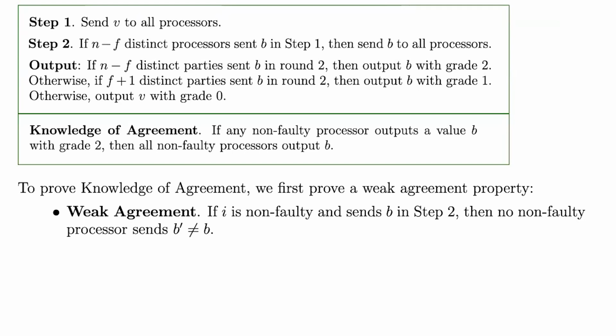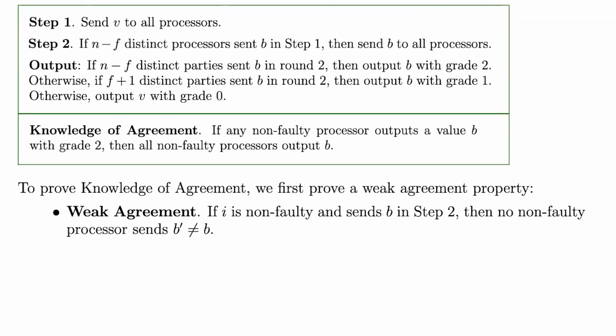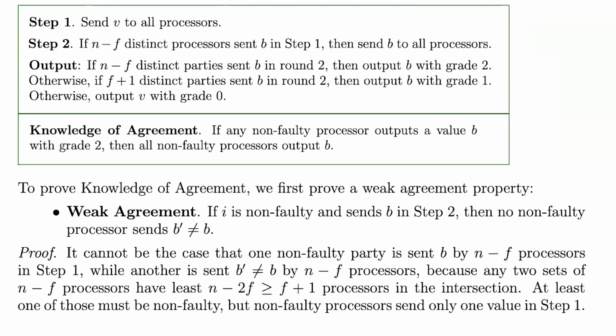If i is non-faulty and sends B in step 2, then no non-faulty processor sends a different value than B. So if i is non-faulty and sends a value B in step 2, then nobody who's non-faulty sends a different value. Already we've got quite a strong form of agreement there. It's not necessarily the case that they're all completely agreeing, because some might be sending a value and some not. But if any non-faulty processor sends the value B, even at step 2, then nobody can send a different value. Why is that? It's just a counting argument, because f is less than n over 3 here. So the faulty processors can't cause too much trouble.